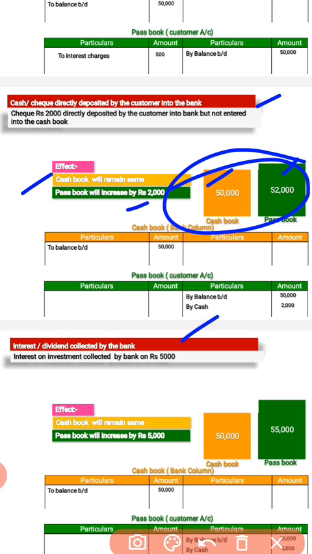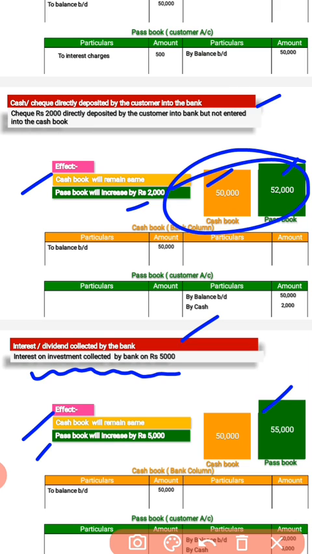Next, interest collected by bank, interest received by bank on our behalf. So when bank has collected interest on customer's behalf, then what would be the effect? Cash book will remain same because there is no information with the businessman, but our passbook shows increase by 5,000. Interest on investment collected by bank 5,000 on behalf of customer.